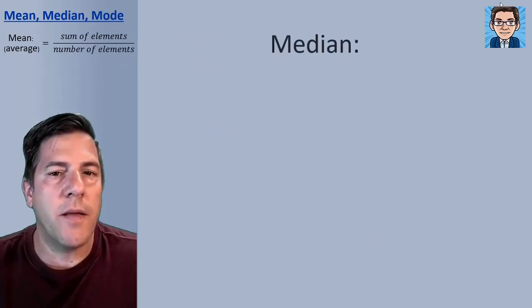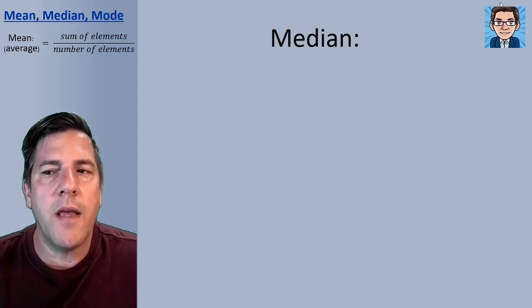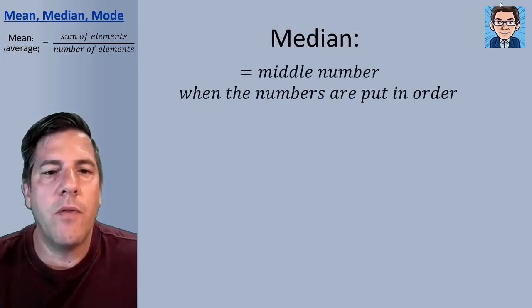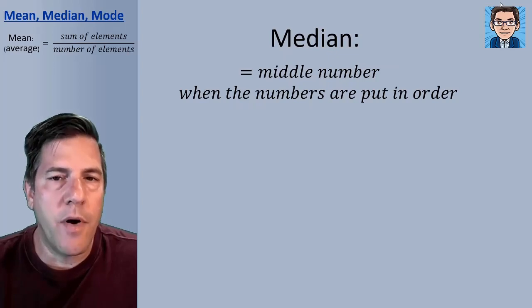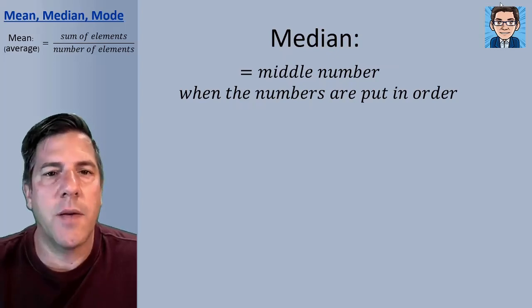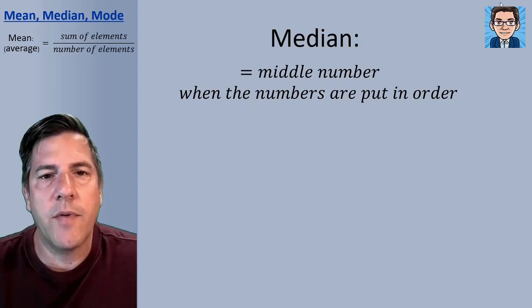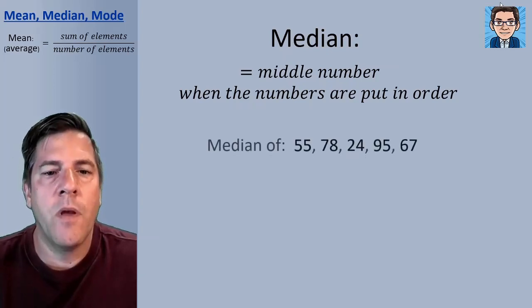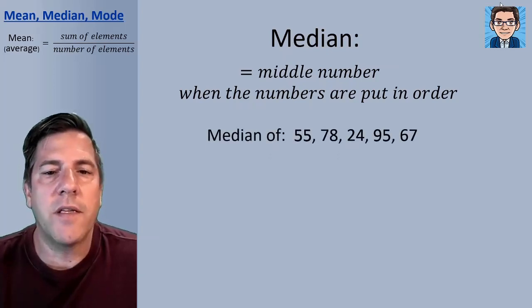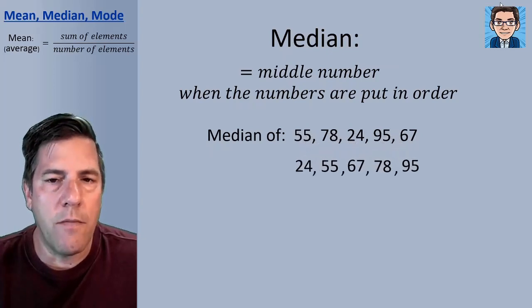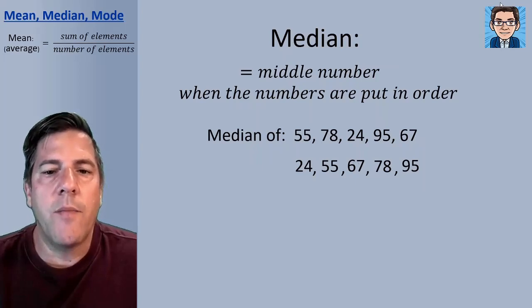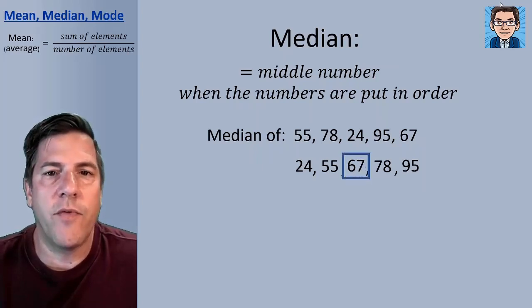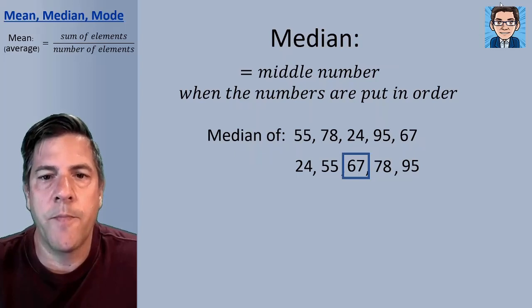Next, let's take a look at median. The median is simply the middle number. When we take all the numbers and put them in order, the middle number is the median. So half the numbers are less than the median, and half the numbers are greater than the median. If we wanted to find the median of this list of numbers, we could rearrange the numbers in order. It makes it a lot easier to see what the middle number is. And then the middle number for this group of numbers is just going to be 67.